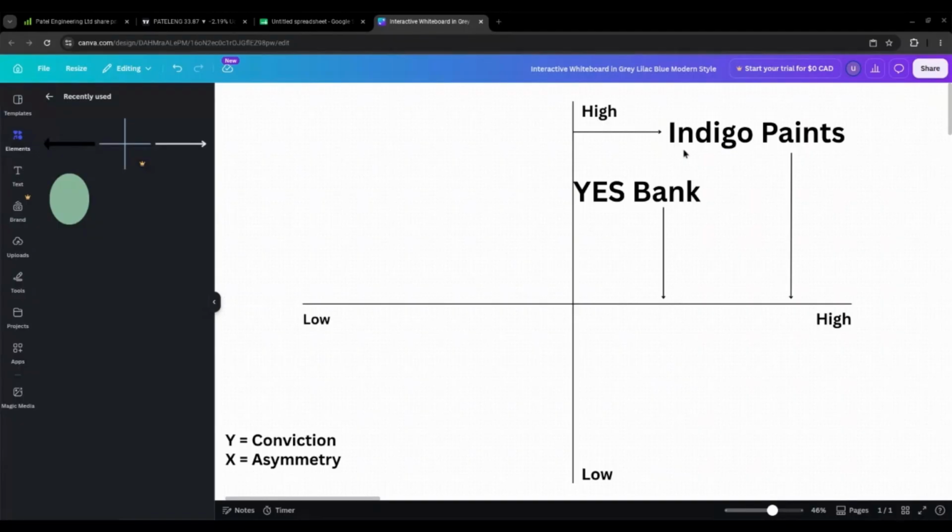Low conviction, low asymmetry. The thesis is underdeveloped. The risk to reward is not compelling. Either the analytical work is incomplete, in which case the position should not be entered until it is, or the work is complete and the conclusion is that neither variable is sufficiently present to justify the capital. This is the zone where honest assessment says, wait.